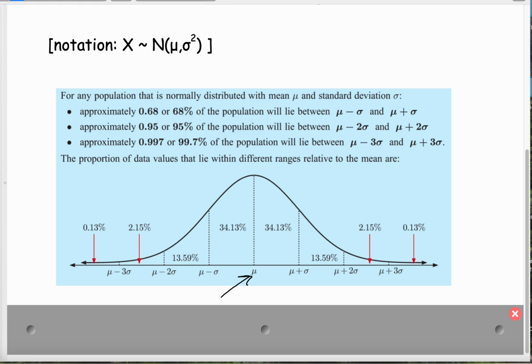So there's not very much after that, even though we know that we're going from negative infinity to infinity, and the area under this curve equals 1. The majority of it comes within three standard deviations of the mean.